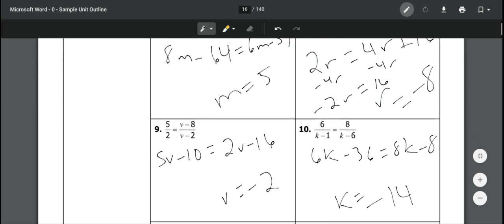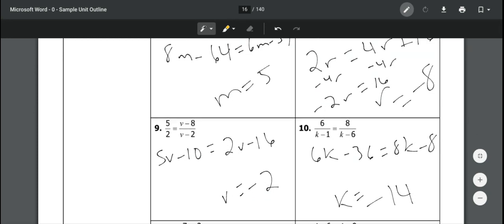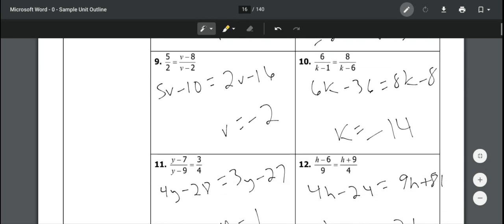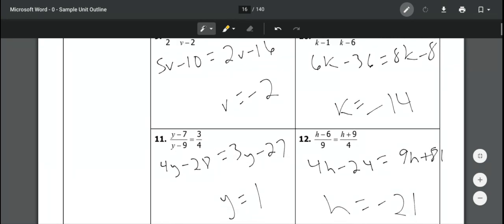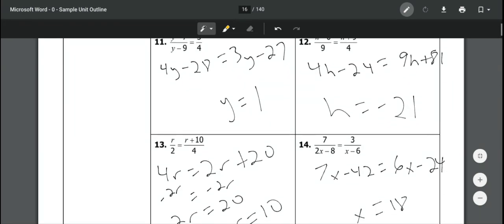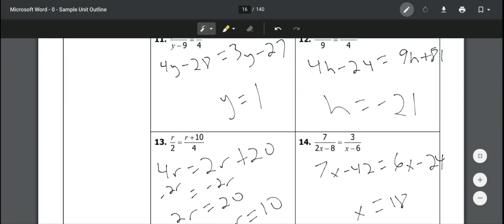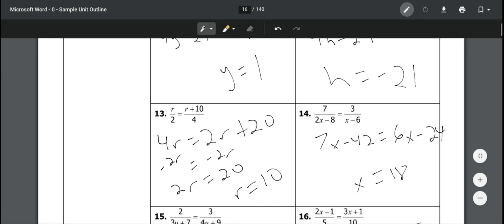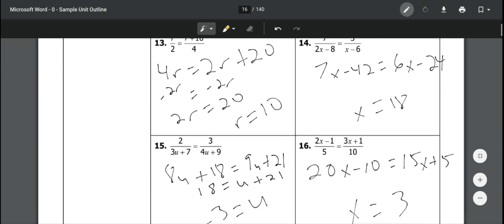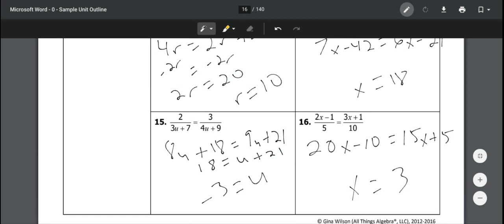So 5 and -8, -2 and -14. Again, ask if you're unable to get this first row or can't figure out the next row. 1 and -21. 10 and 18. And -3 and 3. Very important that you practice on the homework.